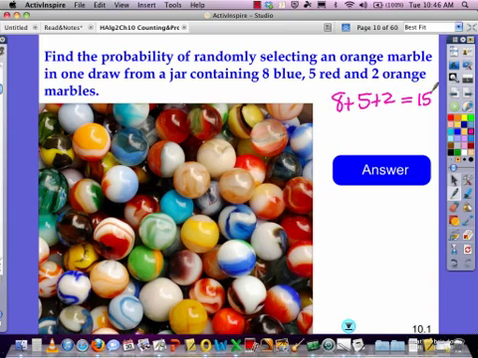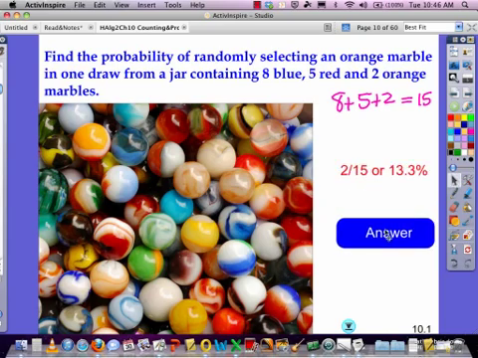Now the question is, what are we going to select? It says find the probability of randomly selecting an orange marble. Well, there are only 2 marbles in there, so you should be thinking 2 out of the 15. 2 out of 15 could also be expressed as 13.3% if you change that to a decimal and from there to a percent.